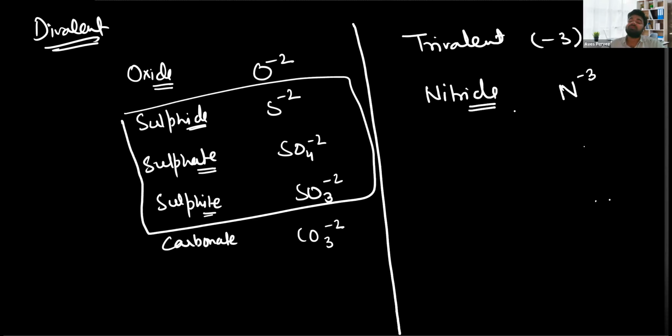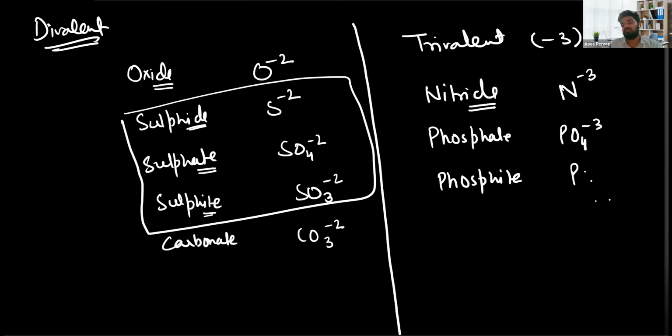Okay. The next one is nitride. Then we have phosphate. Phosphate is PO4 and its valency is -3. So if I'm writing phosphite, what should be the valency and the formula of phosphite? It will be PO3, with -3. Yes, there will be one oxygen less.